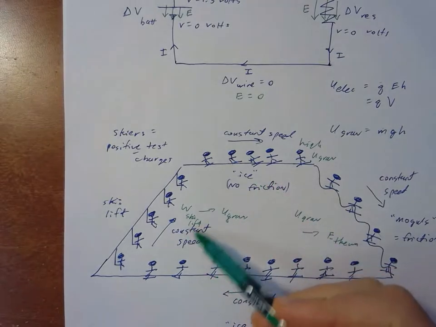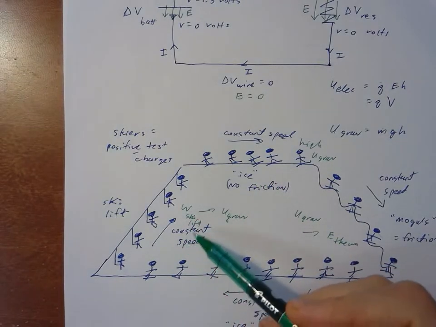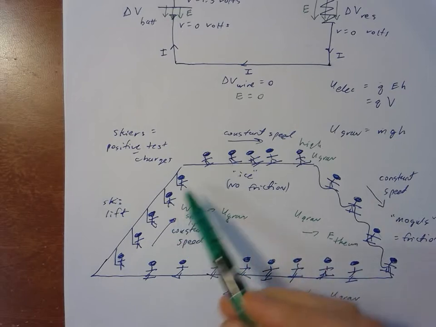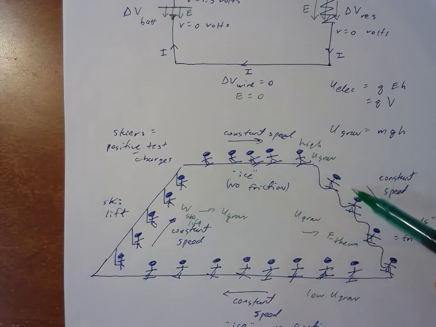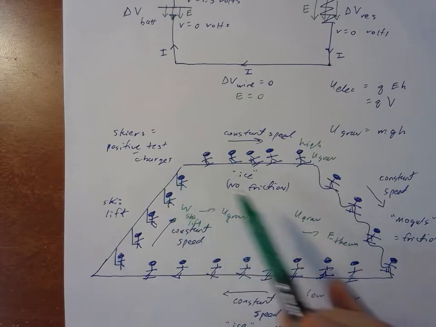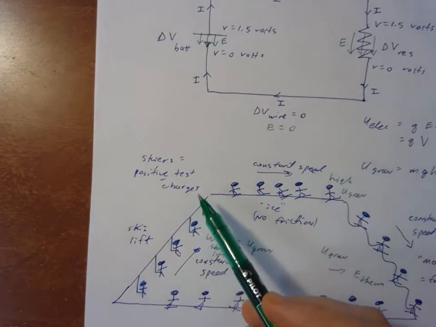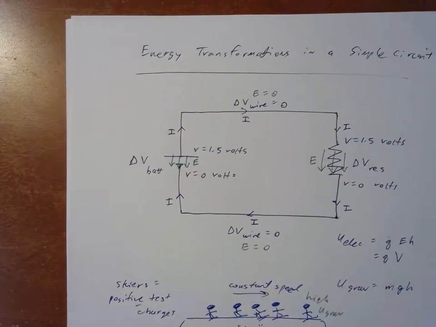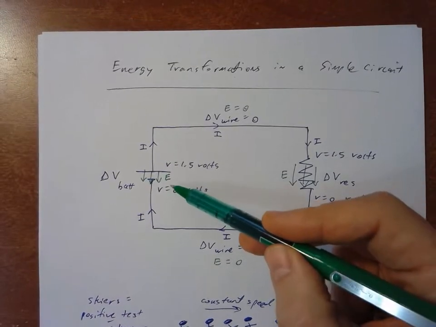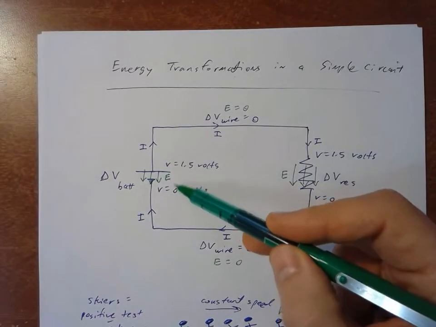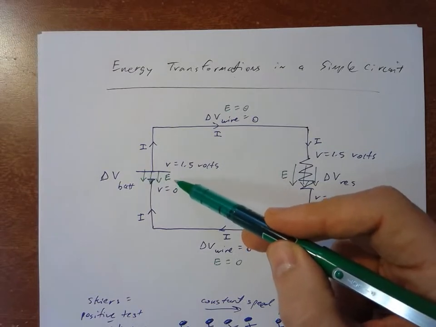And that work by the ski lift has to ultimately come from some other energy source. And so the ski lift gives the skiers gravitational energy, and then the moguls take away that gravitational energy, converting it into thermal energy. So there's a continuous process happening. Now these skiers you can think of in our circuit as positive test charges. So when we go back here to the circuit diagram, the battery is the ski lift. The electric field is analogous to the gravitational field of Earth in the other picture.